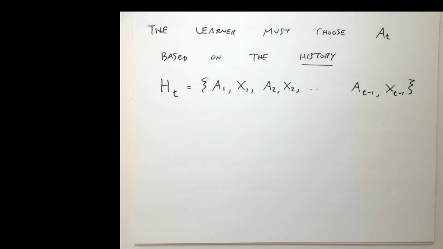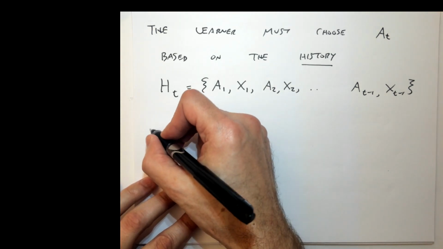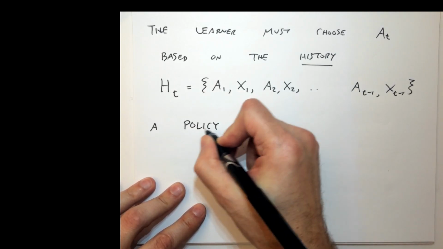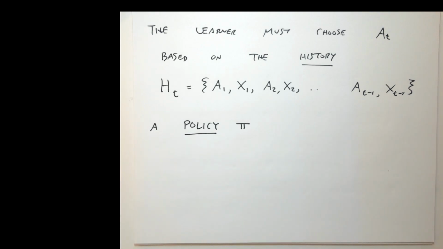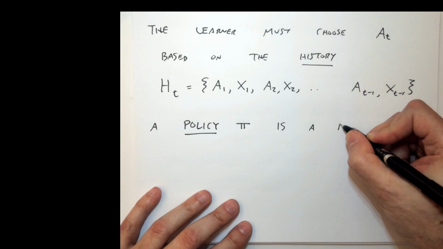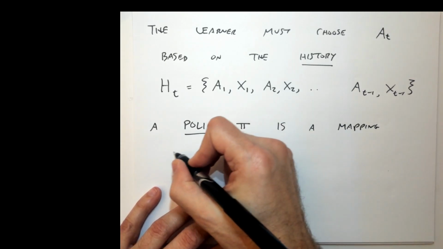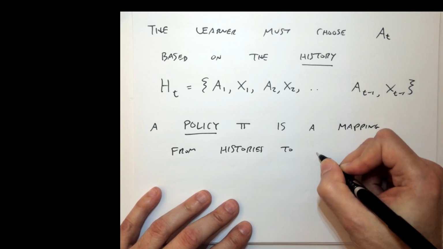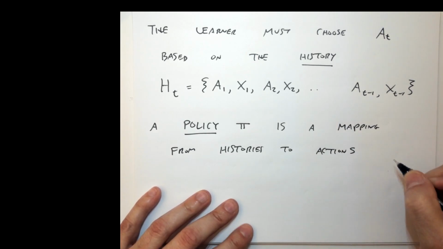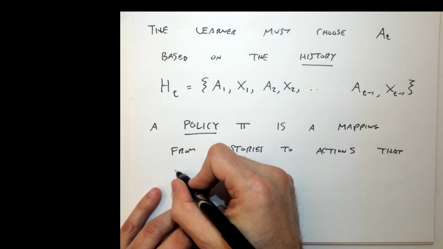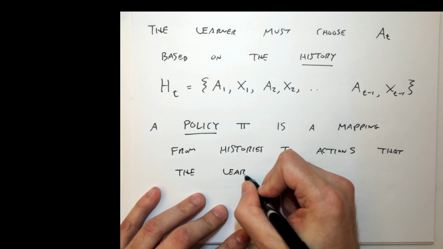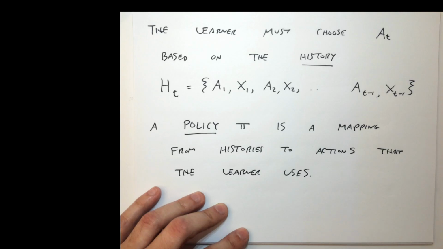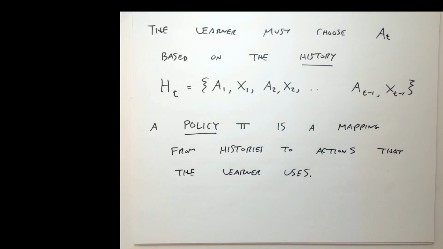And then the last step is what's called a policy, okay? And this is the most important kind of word in reinforcement learning. So a policy, pi, is a mapping from history to action that the learner uses. Right? So the learner has basically got a recipe or an algorithm that says, okay, here's what I've seen so far, here's what I should do next, right?